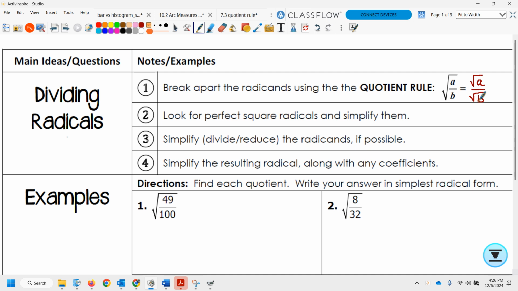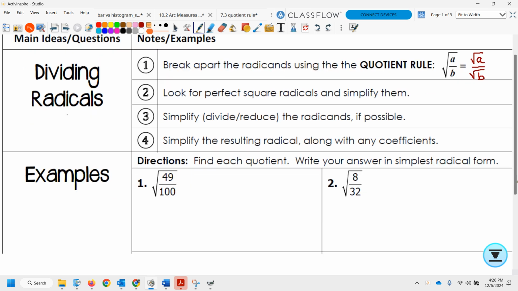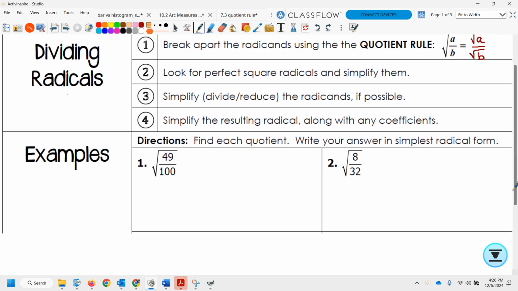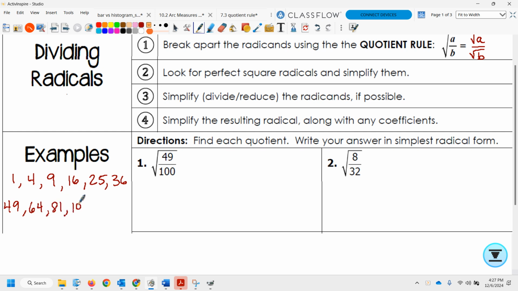So first thing I want you to notice, and maybe you want to take a second and write down the first 10 perfect squares so you can identify them. 1, 4, 9, 16, 25, oh, forgot 36, 49, 64, 81, 100. So those are the first 10 perfect squares. The roots I'll write underneath. If I were you, I would do the same thing.